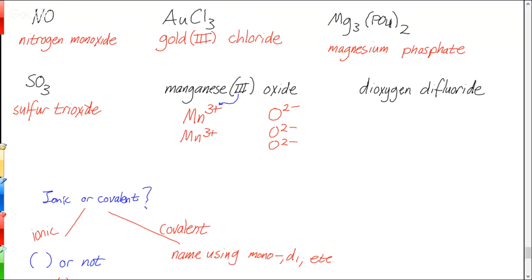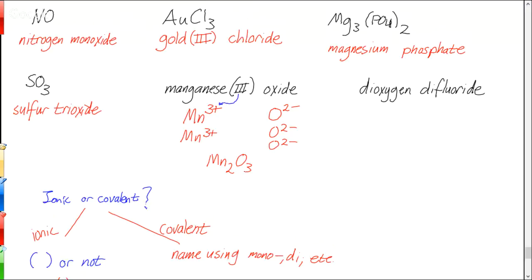So then we write out the results of that, which is Mg, or whoops, not Mg. Sorry, Mn2O3. That's the formula for manganese(III) oxide.